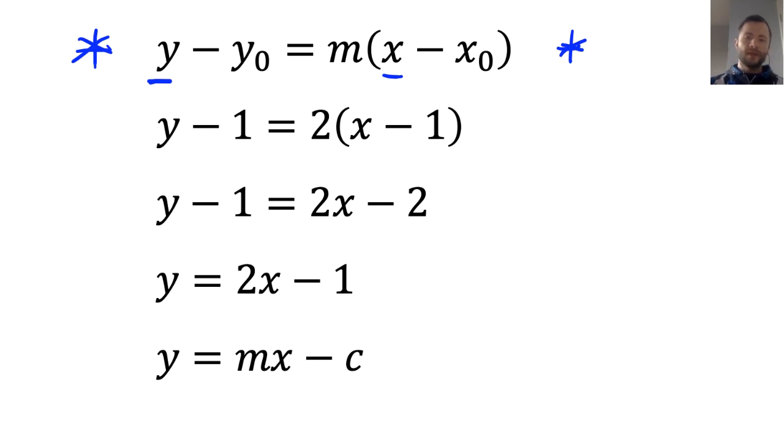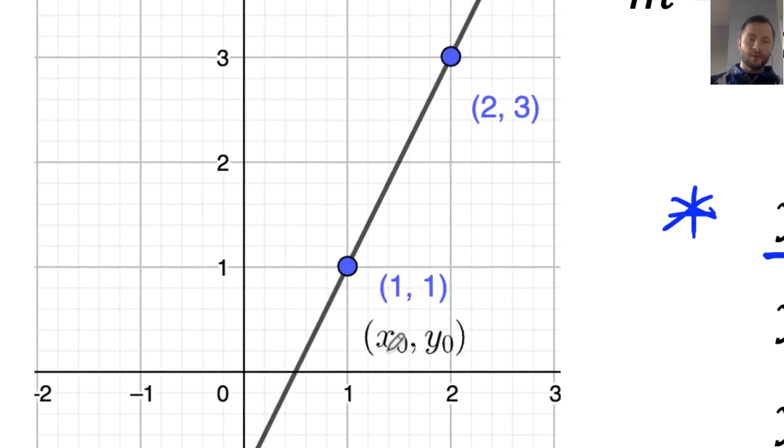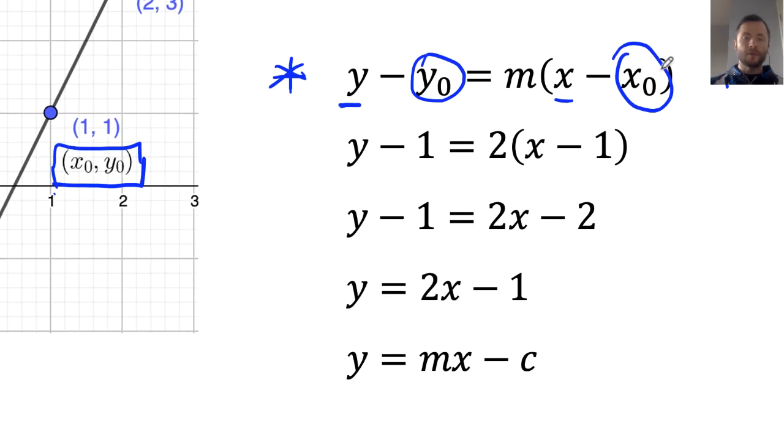And to do that, we need coordinates of one point of the line. So y0 and x0 are coordinates of a single point on a line. Here I have x0 equal to 1 and y0 equal to 1 as well. So these are coordinates of a single point on the line. And I need coordinates of a single point of a line if I want to use the point slope approach. Obviously, the name itself suggests that I need the value of the slope. And the value of the slope I calculated already.